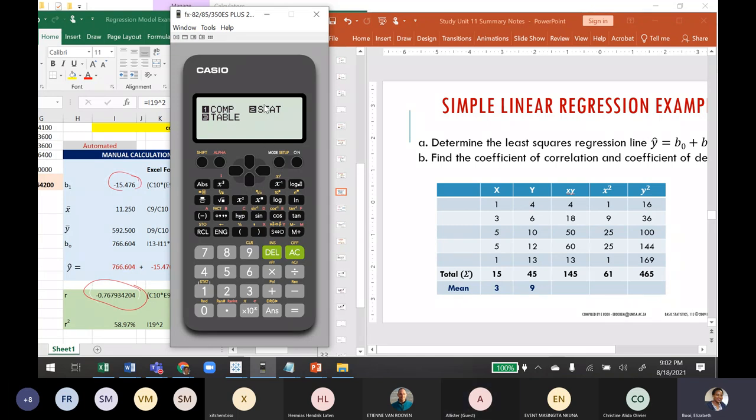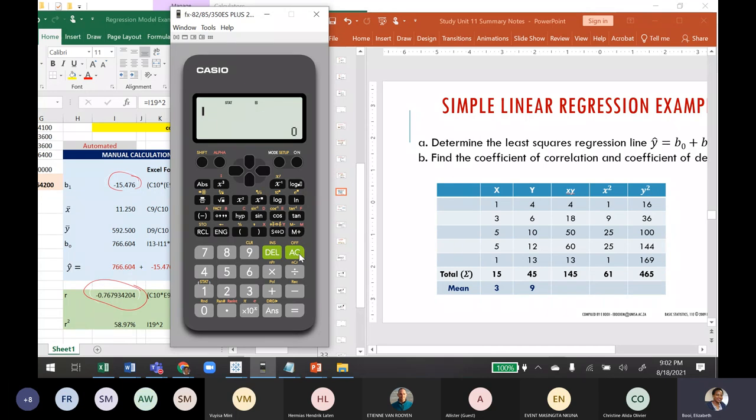So in this one, you go mode, and then you press 2. Then you press 2 again for 1-VAR. So here we say 1 equal, remember, we're going to go X values first, 3 equal, 5 equal, 5 equal, and 1 equal, and there are 5. Then go up until you get to line 1 and go right. And then 4 equal, 6 equal, 10 equal, 12 equal, 13 equal, and they are all.